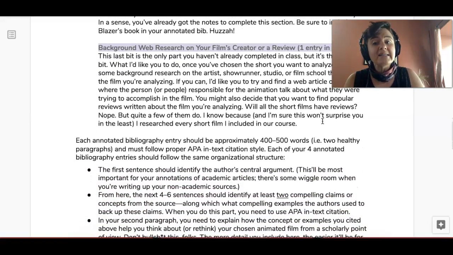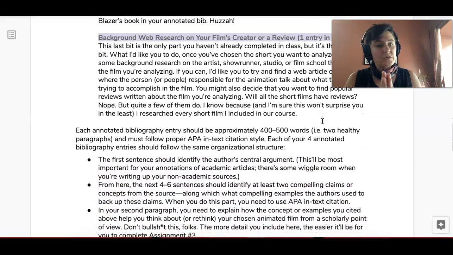The very last thing you're going to do, the last source you're going to have, is really just one sort of background piece. Sometimes it's an interview with the person who created the film. Sometimes it is a review of the short film. You're just going to find one of those pieces and just read it as background information to give you a little bit more context, all right?